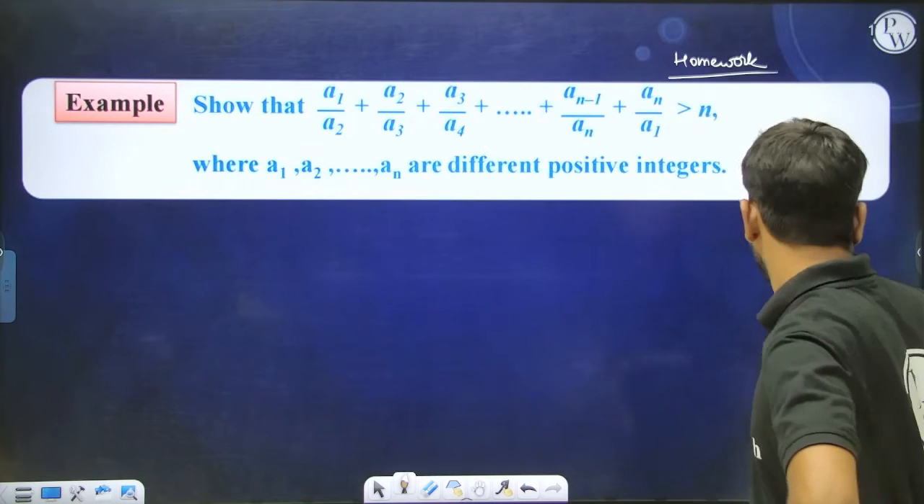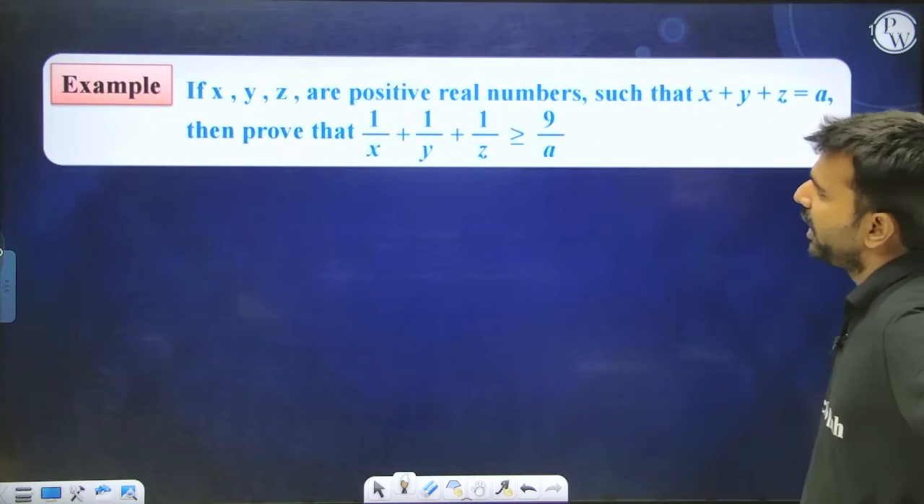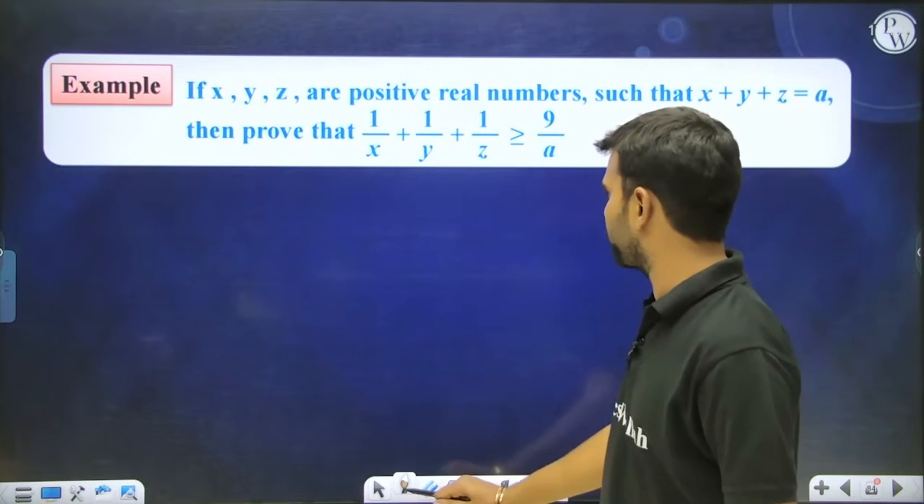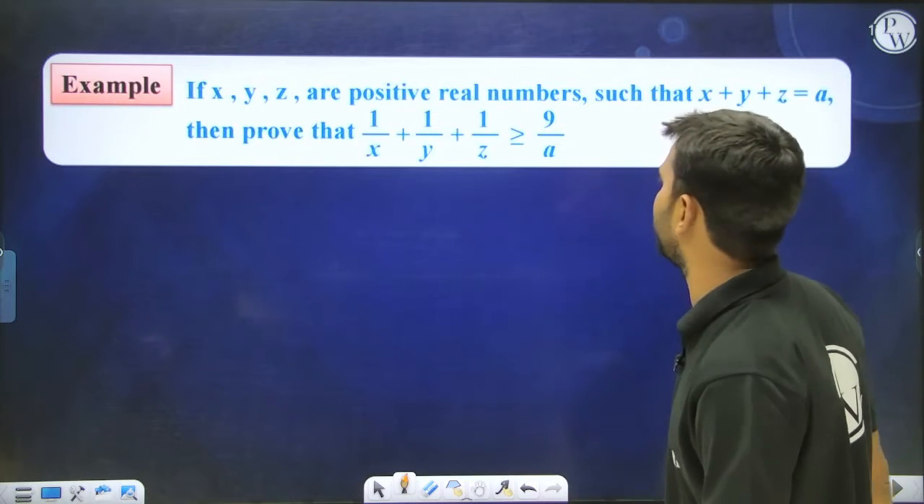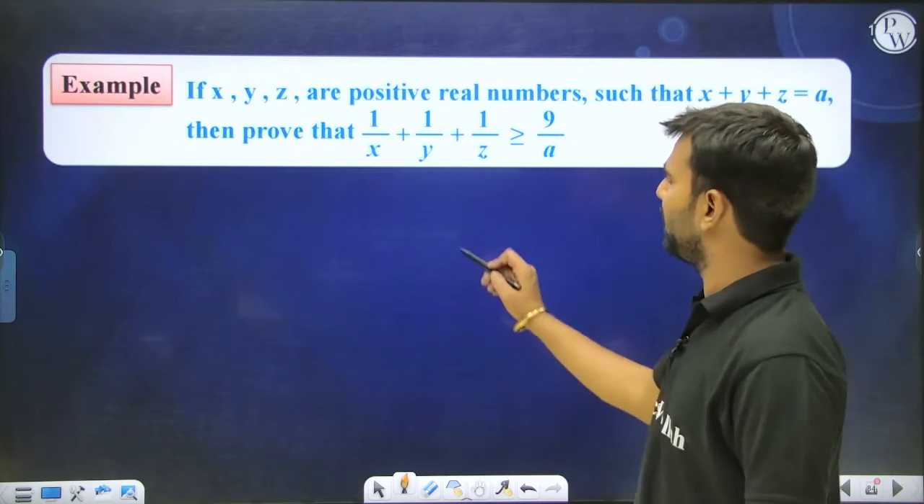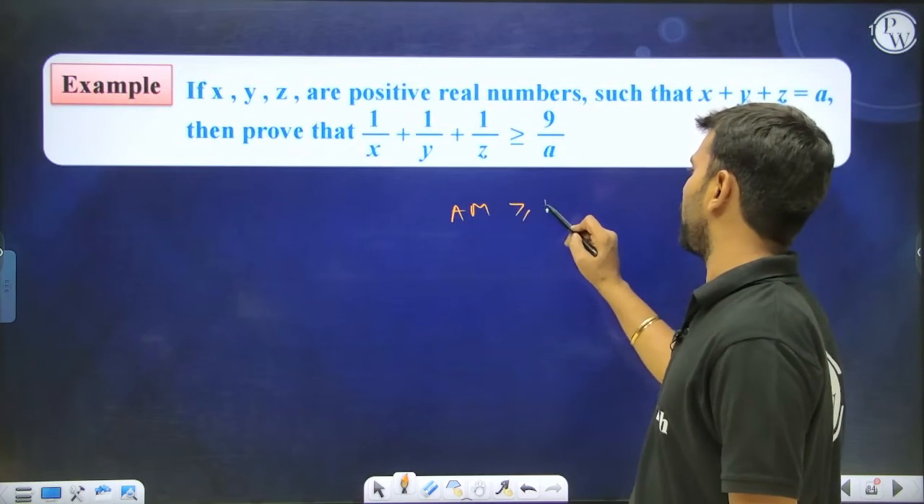Okay, do try this particular thing as homework. If x, y, z are positive real numbers such that x plus y plus z is equal to a, then prove that 1 by x plus 1 by y plus 1 by z is greater than or equal to 9 by a. So you can see that arithmetic mean is always greater than or equal to harmonic mean as well.